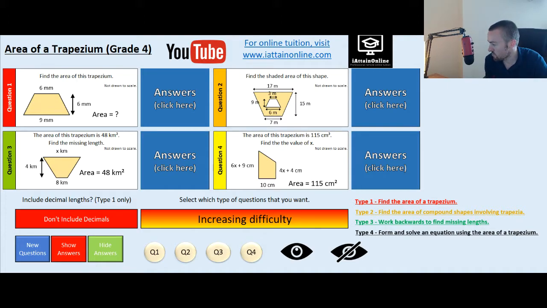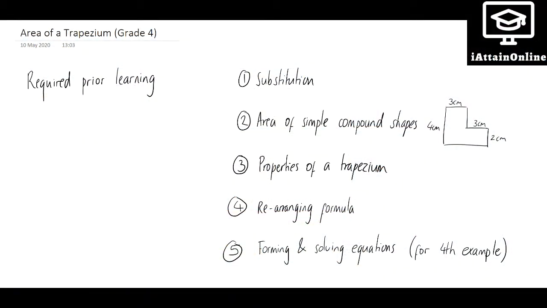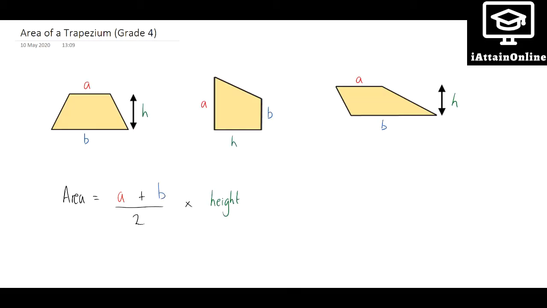So in order to do these sorts of questions, the things that you need to be able to do before you have a look at these are substitution into a formula, and area of a simple kind of compound shape. So I've got an example here of a shape made up of a couple of rectangles. The properties of a trapezium are also really important, as is rearranging formulae, and for the fourth example, you need to be able to form and solve your own equations. So before we go on to using the formula, just a quick recap of what a trapezium is.